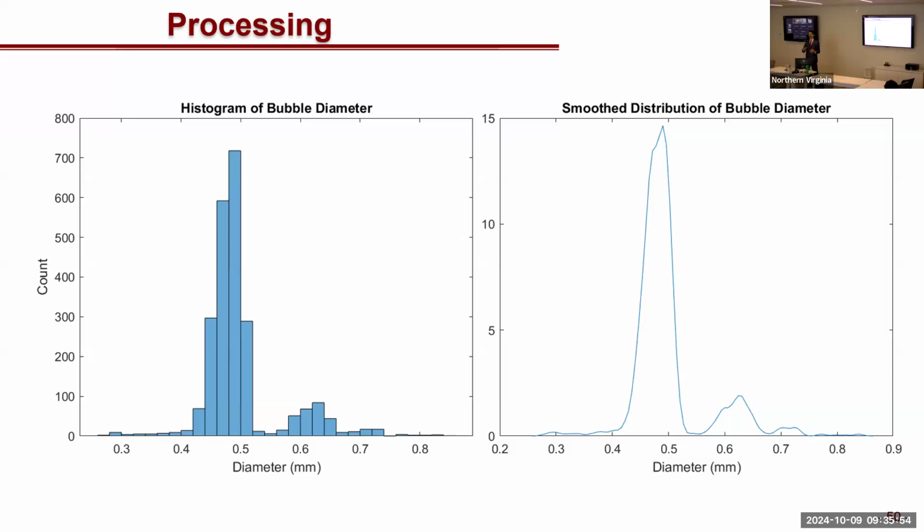And so we took the first peak from this smooth distribution, and we assumed that that was the size of the bubbles before any sort of coalescence. As soon as they come out of the injector, this is the size of the bubbles that the injector is producing.